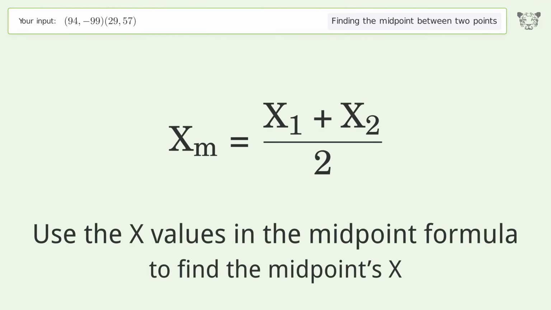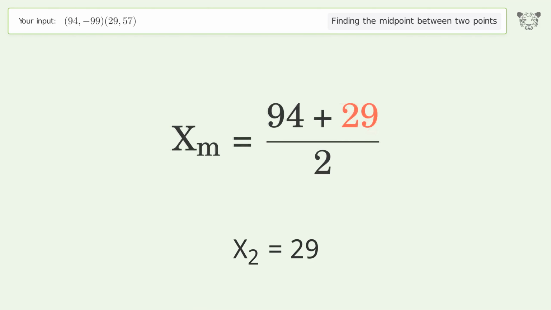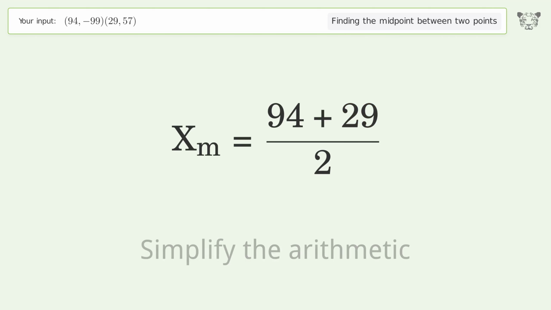Use the x values in the midpoint formula to find the midpoint's x. x1 equals 94. x2 equals 29. Simplify the arithmetic.